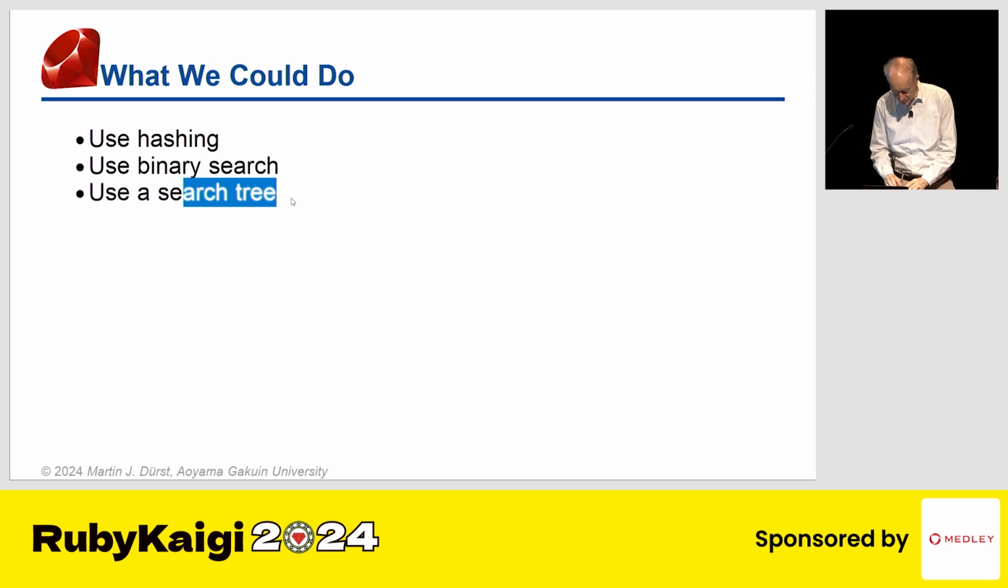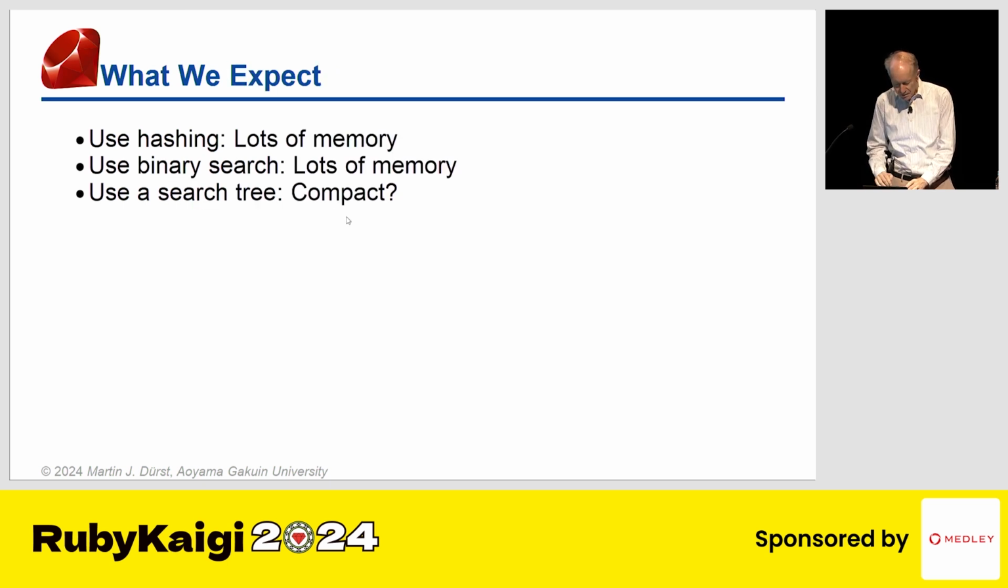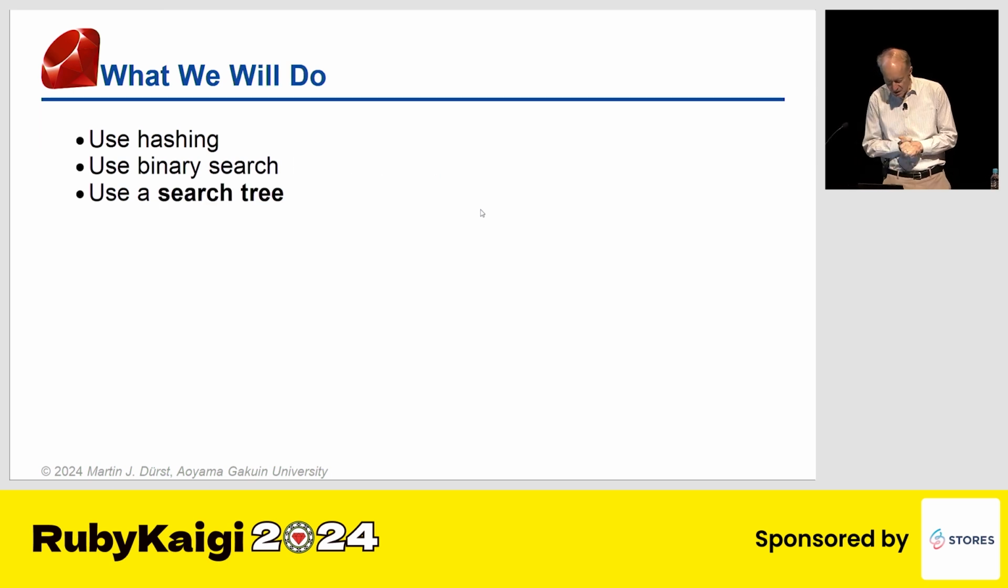Well, what do we expect? For hashing, it will use lots of memory. For binary search, it will also use lots of memory. Can we make a search tree more compact? Let's see. Okay, we will use a search tree.